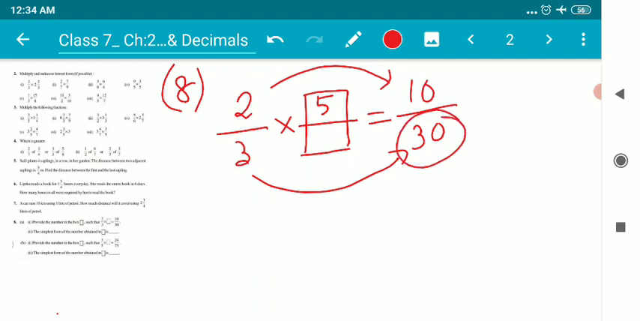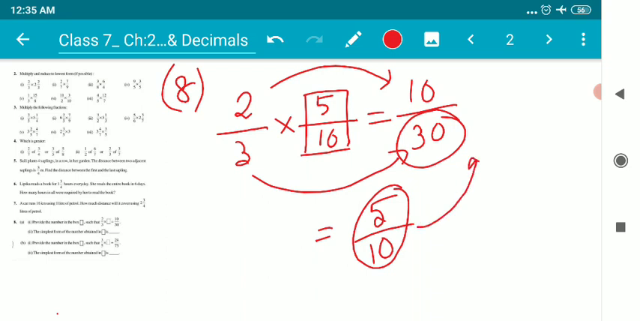How we can get 30? By simply multiplying 10 with 3. Yes or no? 3 tens are 30. So my final answer is 5 by 10. Is it understandable, children? You don't have to think about rocket science. Just simply by multiplying 2 by 3 with 5 by 10, we are getting 10 by 30. I hope it's clear to everyone.